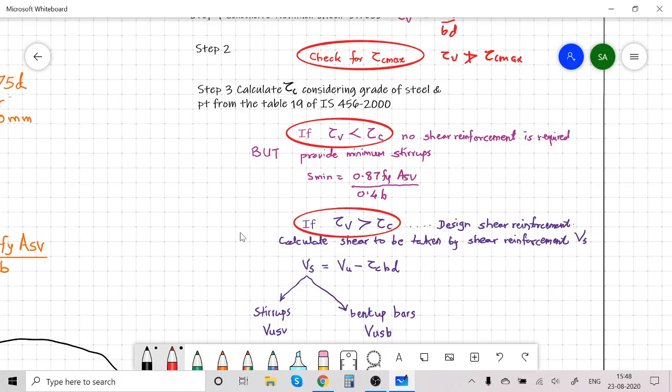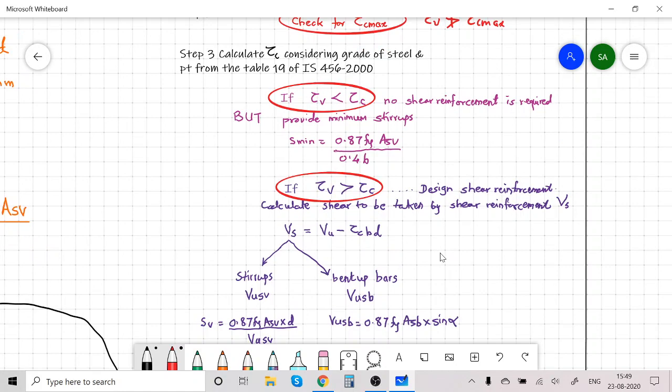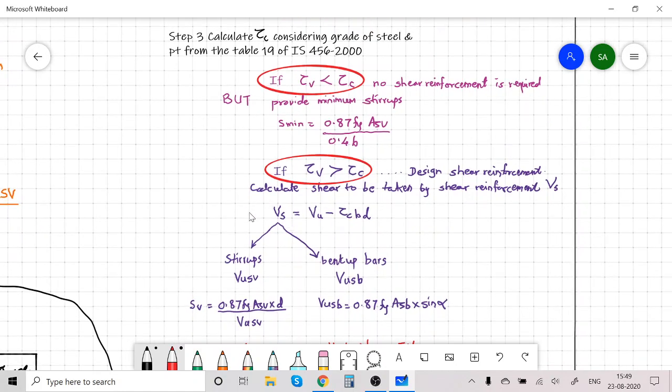Calculate the shear to be taken by shear reinforcement, Vs. Vs is equal to Vu minus tau c bd. We know that tau c is the shear stress taken by concrete, which is calculated from step number 3, table number 19. Then once you find the shear to be taken by shear reinforcement, that is Vs, you can design only stirrups or stirrups plus bent up bar.